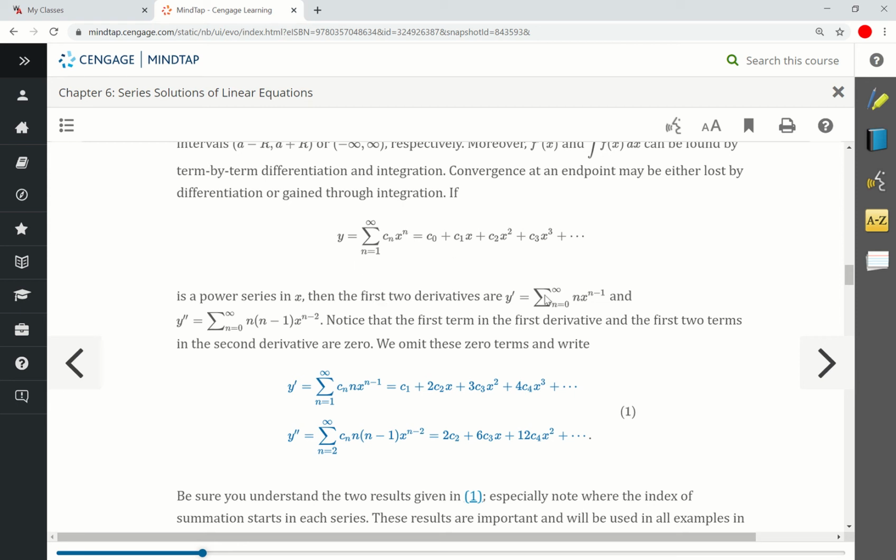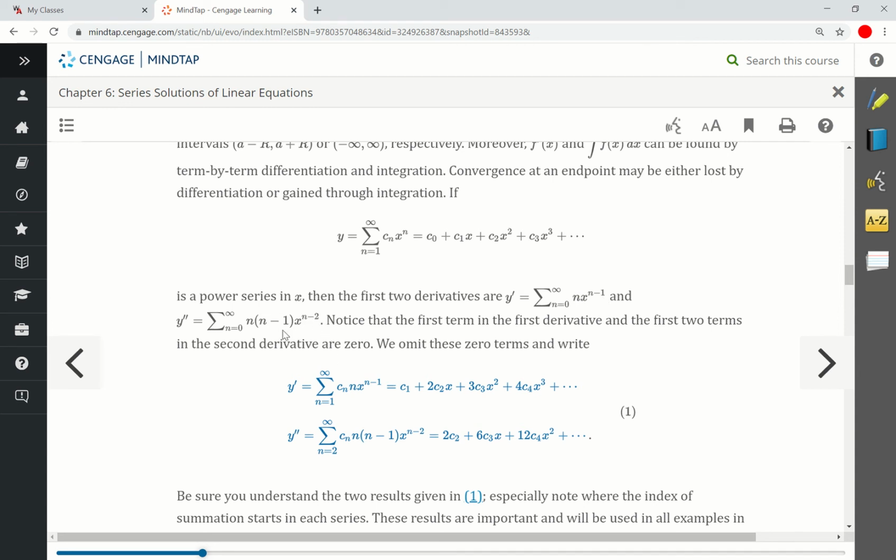So the first two derivatives of this would be: y prime equals the sum from n equals 0 to infinity of n times x to the n minus 1. Of course, we would need the c term there. And then y double prime would be the sum from n equals 0 to infinity. Just differentiate it again. You bring the power down again, this would be n minus 1, reduce the power by 1, and we would get x to the n minus 2.